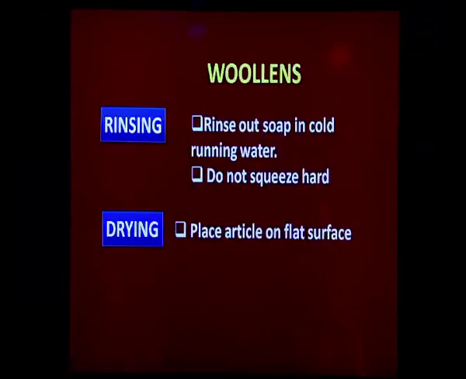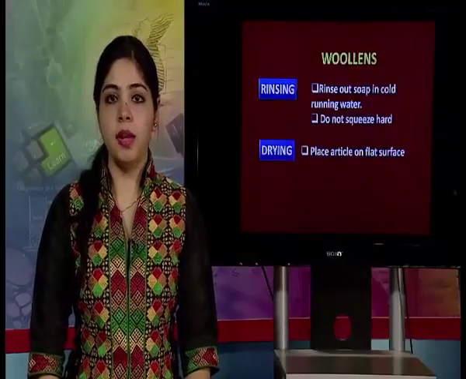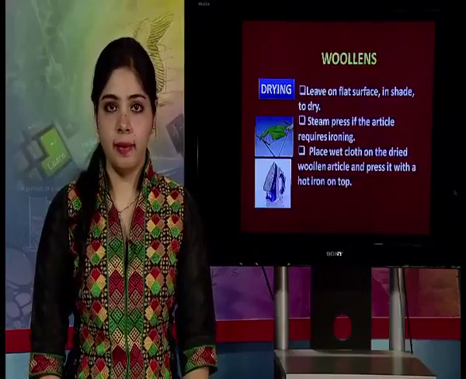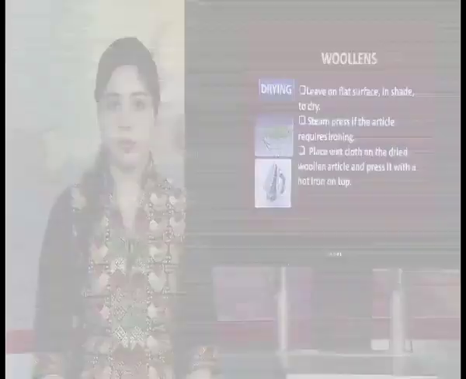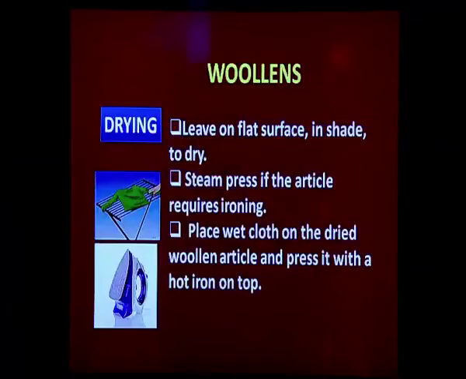Last one is drying. We place the article on a flat surface. We avoid hanging the woolen articles in the open area. We do not hang them as they become mis-shaped. The next step is drying. Leave on a flat surface in shade to dry. Steam press if the article requires ironing. We never use hot iron directly on the fabric. We use steam press for ironing woolen fabric.